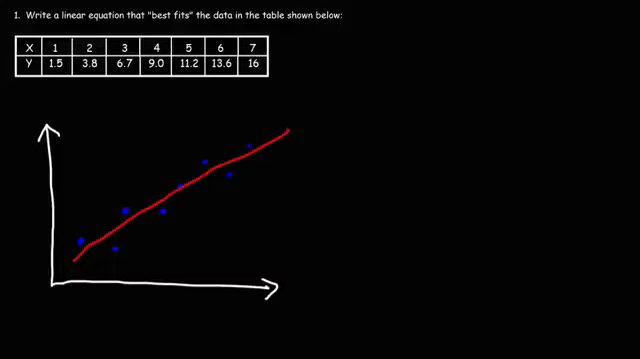Now, we're going to use a method called the least squares method to find the equation of the line. And then once we have it, we're going to test that equation to see how accurate it is in giving us the y values when we input the x values. And then we're going to confirm our answer using Excel. So let's begin.